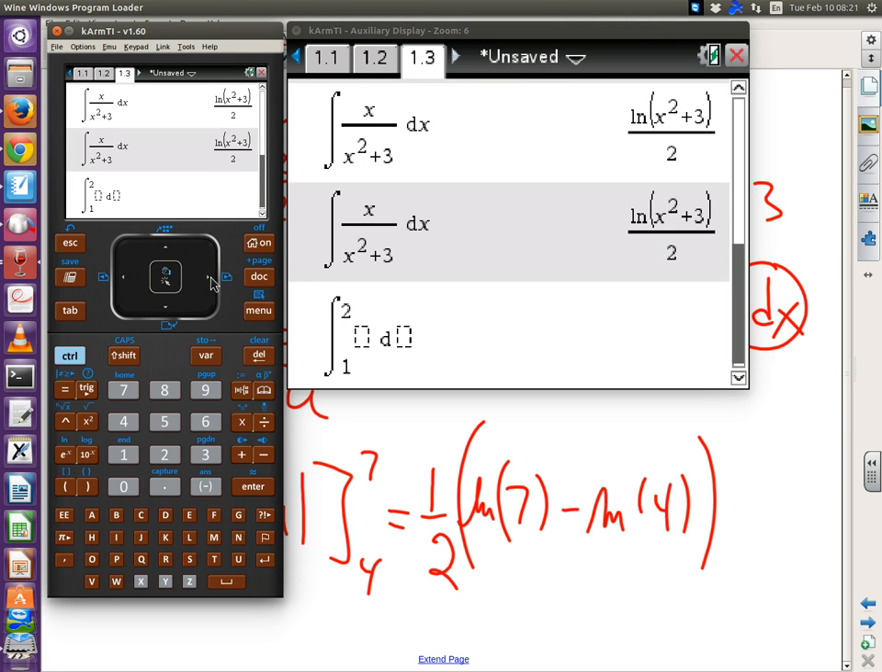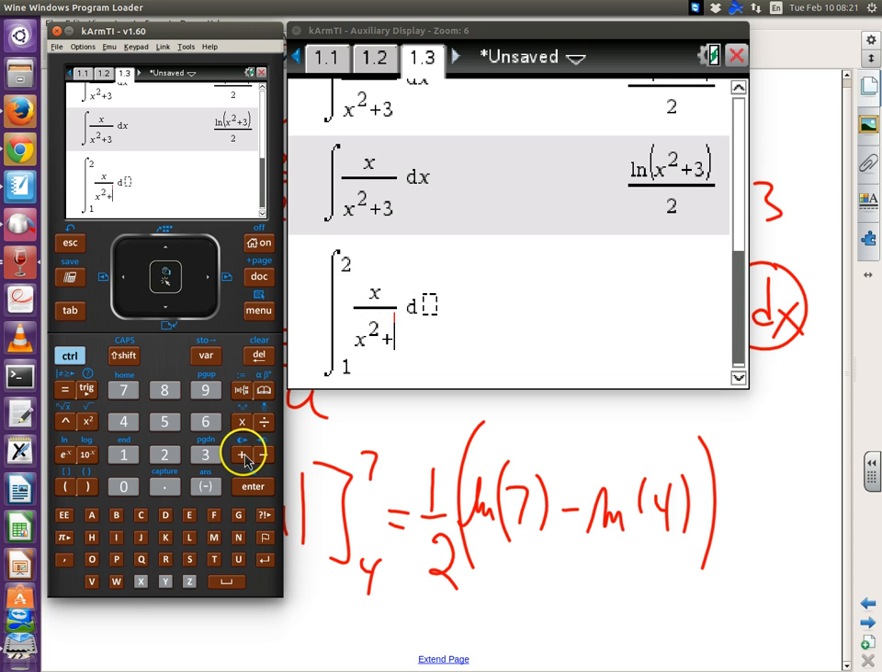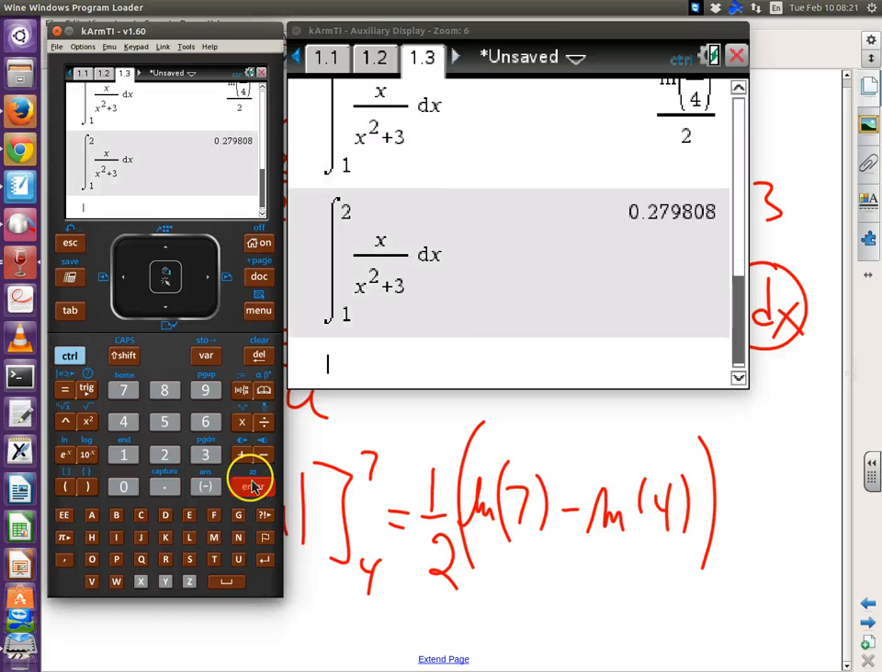Of x, rational, x over x squared plus 3 with respect to x. And is that the same thing as that? Yeah. The ln of 7/4 is the ln of 7 minus the ln of 4, divided by 2. And if you want a decimal, there it is, 0.279 something, or 0.280 to 3 places.